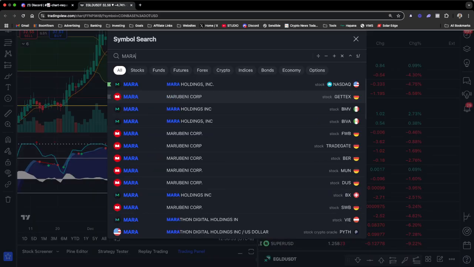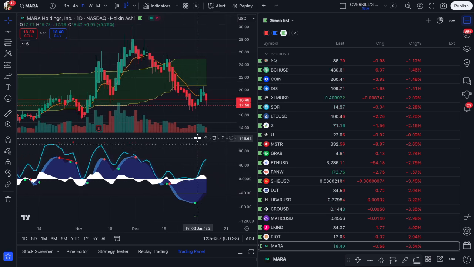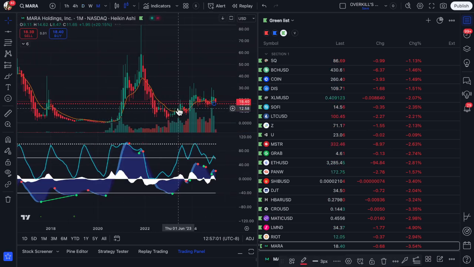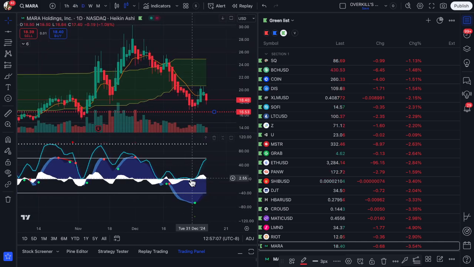Now, let's take a look at Mara. Did this chart end up getting saved? No, it did not. It's still actually fine. Okay, so this one actually had the red dot on the monthly this month. You can see right there it came at the beginning of the month there. We warned you guys of that. And we did get this little bounce here on the second off the green dot.